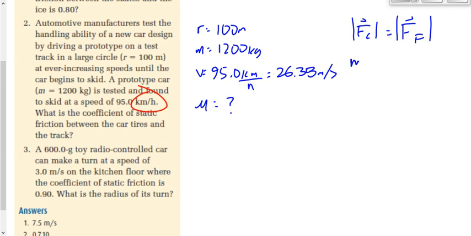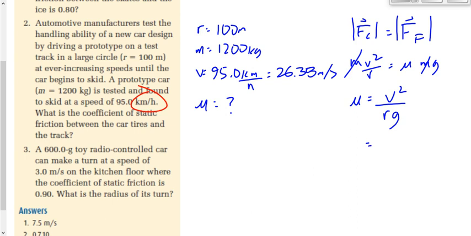All right, mv squared over r equals mu times the normal force, which, assuming it's a horizontal surface, will be m times g. Mass does in fact cancel, and now we're looking for mu, the coefficient of friction. So the g is going down by dividing. Mu is equal to v squared over r times g. Let's sub our numbers into this.